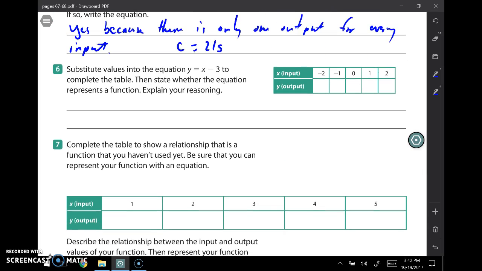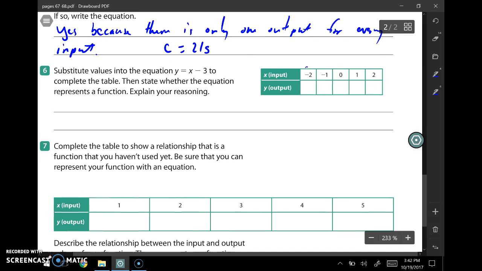Next, number 6: substitute the values into the equation y is equal to x minus 3 to complete the table. Then state whether this equation represents a function. Explain your reasoning. So we're just tabling this out. We take each input value and we subtract 3 from it. So negative 2 minus 3 is negative 5. Negative 1 minus 3 is negative 4. 0 minus 3 is negative 3. 1 minus 3 is negative 2. And then 2 minus 3 is negative 1.